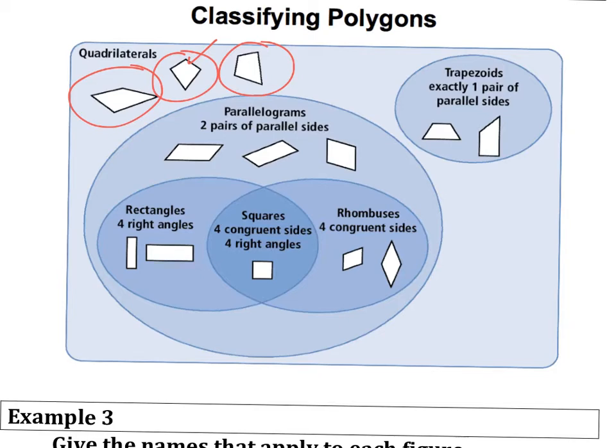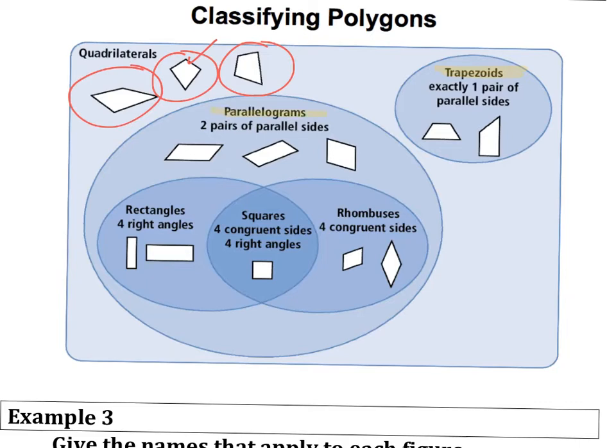Then we have some quadrilaterals that have exactly 1 pair of parallel sides, and those are known as trapezoids. So you'll see over here, trapezoids have exactly 1 pair of parallel sides, and sometimes they have a vertical line or a right angle, sometimes they do not, so it just depends. There are different types of trapezoids, but the main thing you need to know is that they have exactly 1 pair of parallel sides. Then in this bigger oval, we have parallelograms.